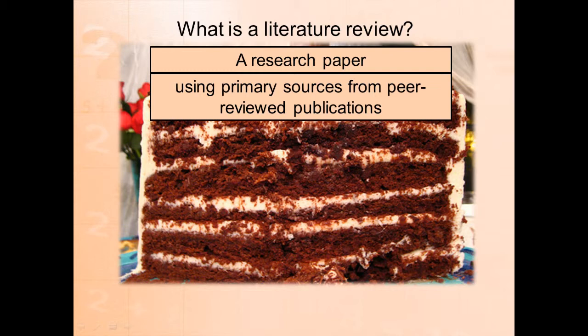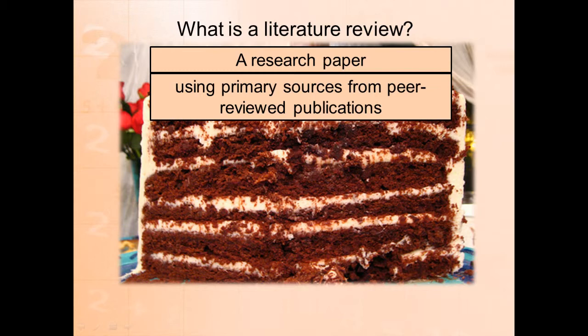But this review of literature is going back to use primary sources. Now, interestingly enough, if you think about it, the literature review itself would then be a secondary source, because you would be one step removed from the original research. And we're using sources from peer-reviewed publications. These are going to be journals that use an editorial board.